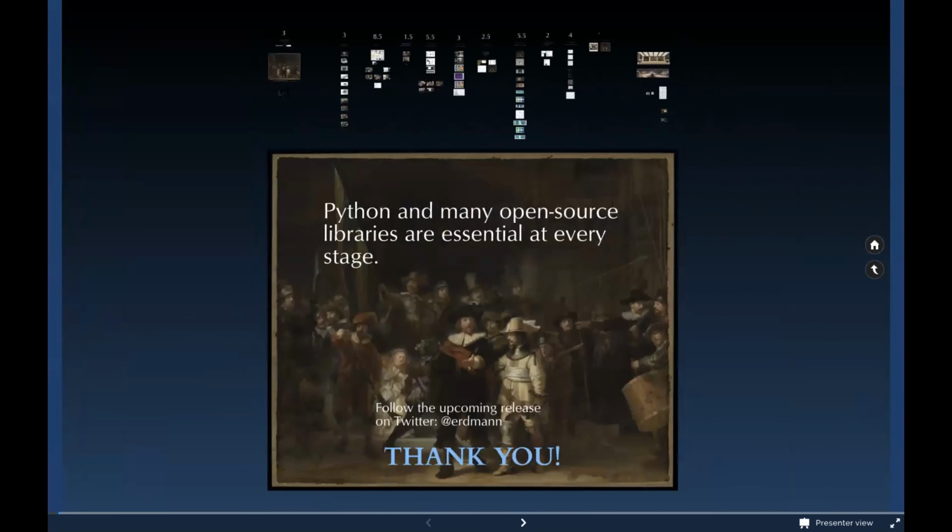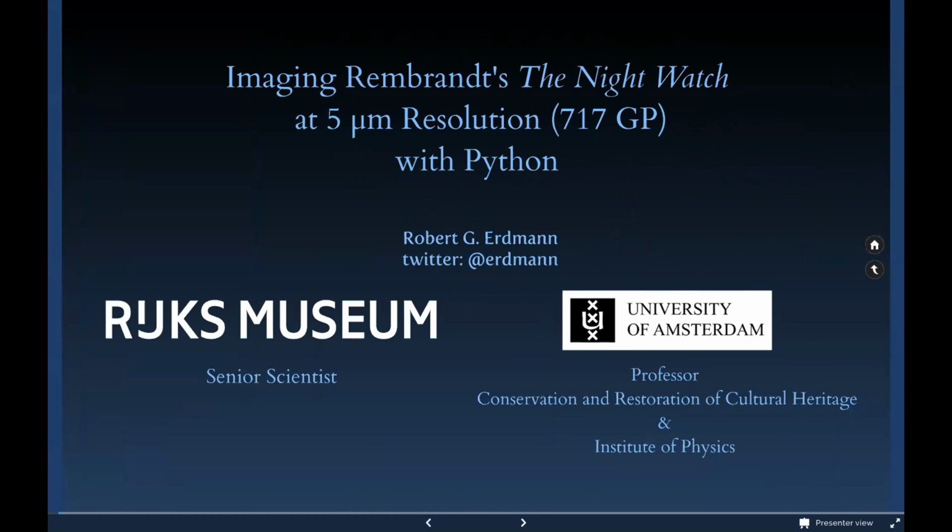So I'm Rob Erdmann. I'm a senior scientist at the Rijksmuseum and full professor at the University of Amsterdam, split between conservation and restoration and physics. And before that, I was at the University of Arizona in material science and engineering and applied mathematics. I've been working on stitching and registration, among other things, for about 13 years now. So I'll tell you a little bit about how we do these things at the Rijksmuseum.